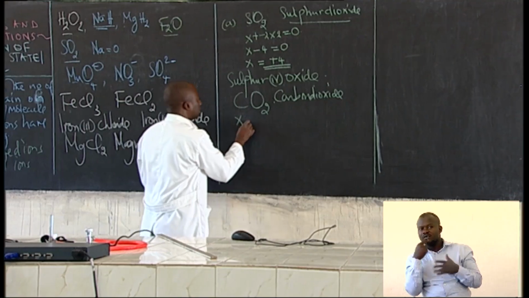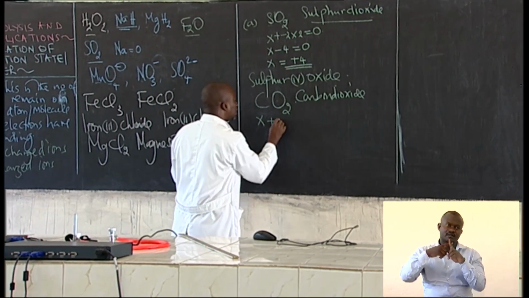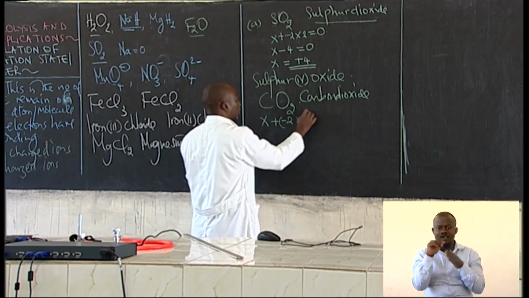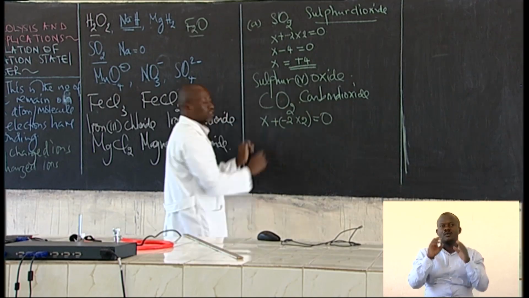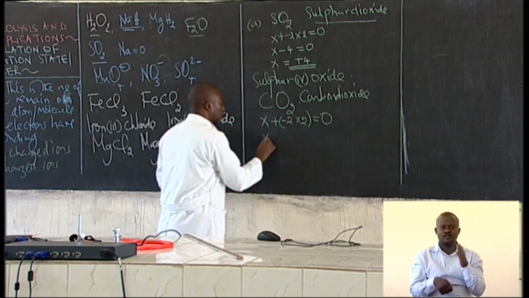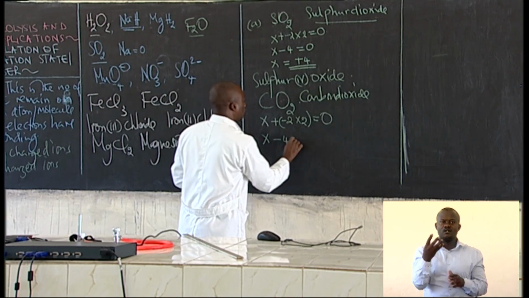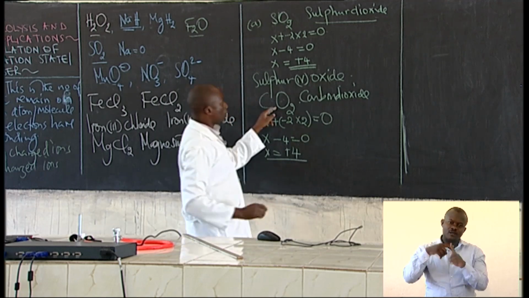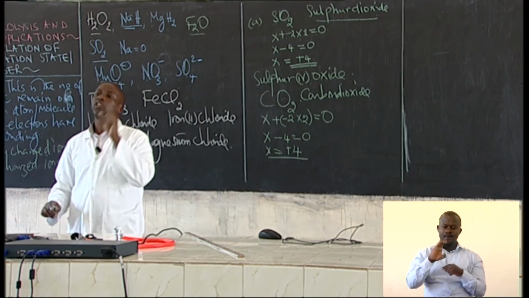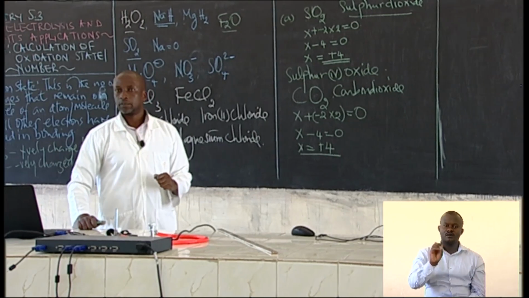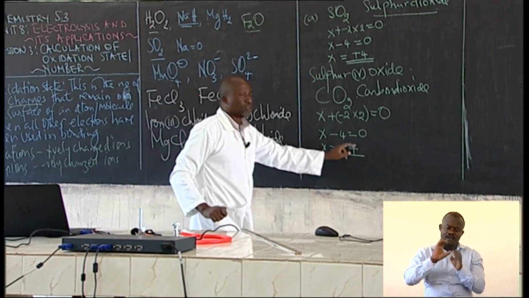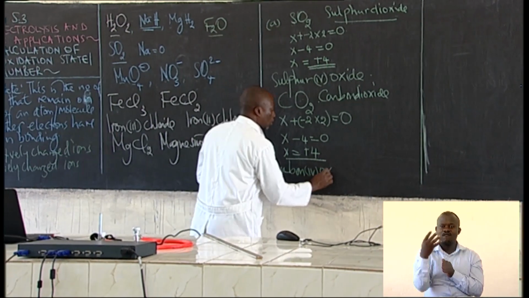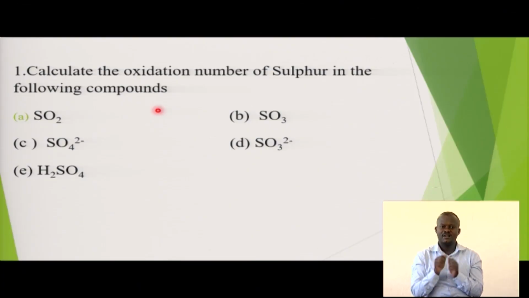So we said this is X plus oxygen is -2 times 2, because there are 2 atoms together. This will be equal to 0. There is no charge. Therefore, it will be X minus 4, which is equal to 0. So X is equal to +4. So the chemical name of this compound is not carbon dioxide. The chemical name is carbon 4 oxide. Very important to note.